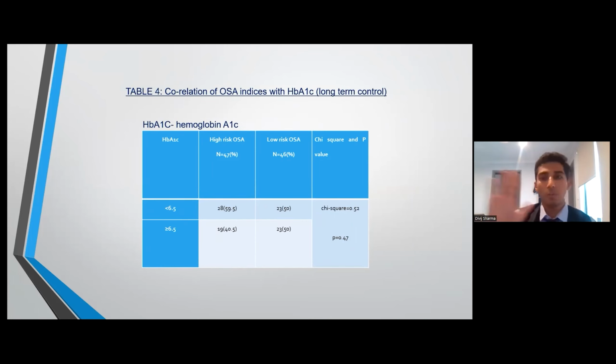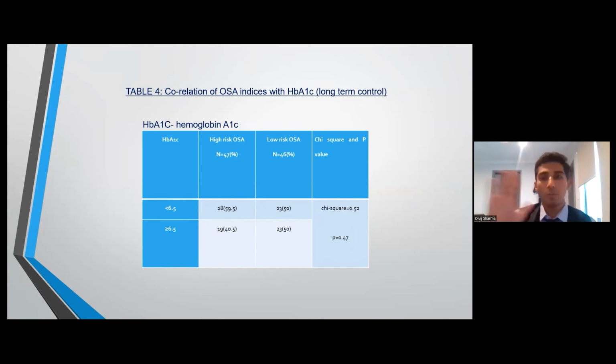This is a pie chart representing patients diagnosed with high risk and low risk obstructive sleep apnea, denoted in green and red respectively, as per the Berlin questionnaire, which categorized the patients into high risk and low risk. It's a fully formulated questionnaire. I've attached it in my reading material and references, where we can get the questionnaire and see how essential it is as a tool to screen diabetic patients for obstructive sleep apnea.